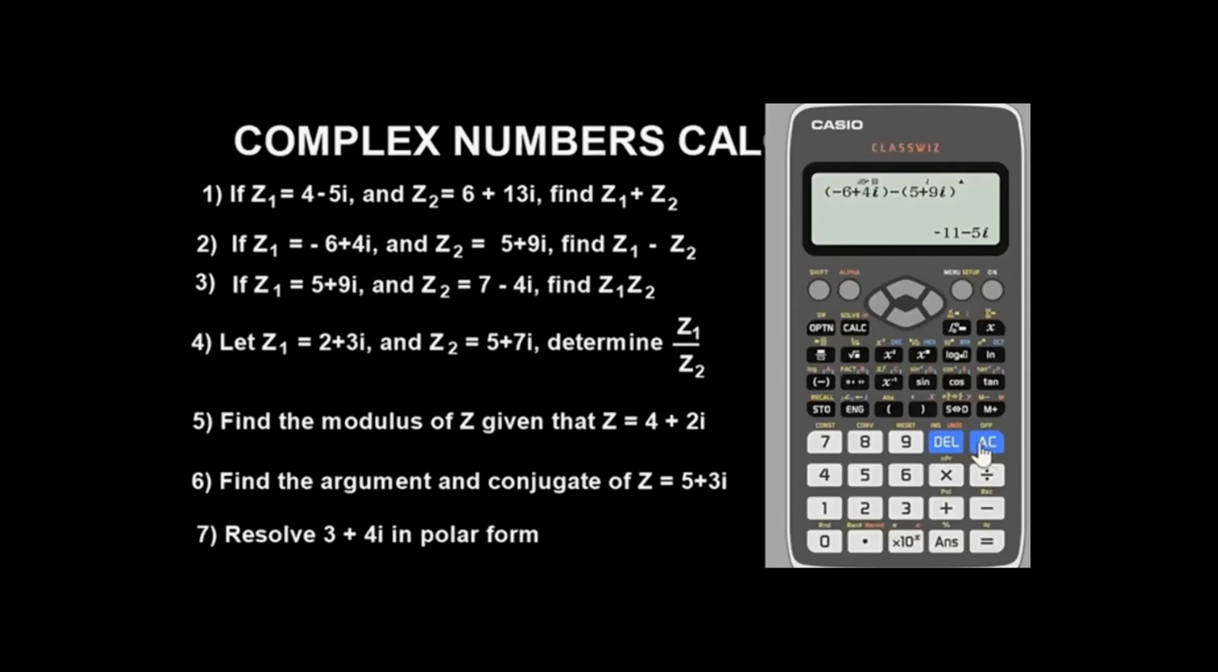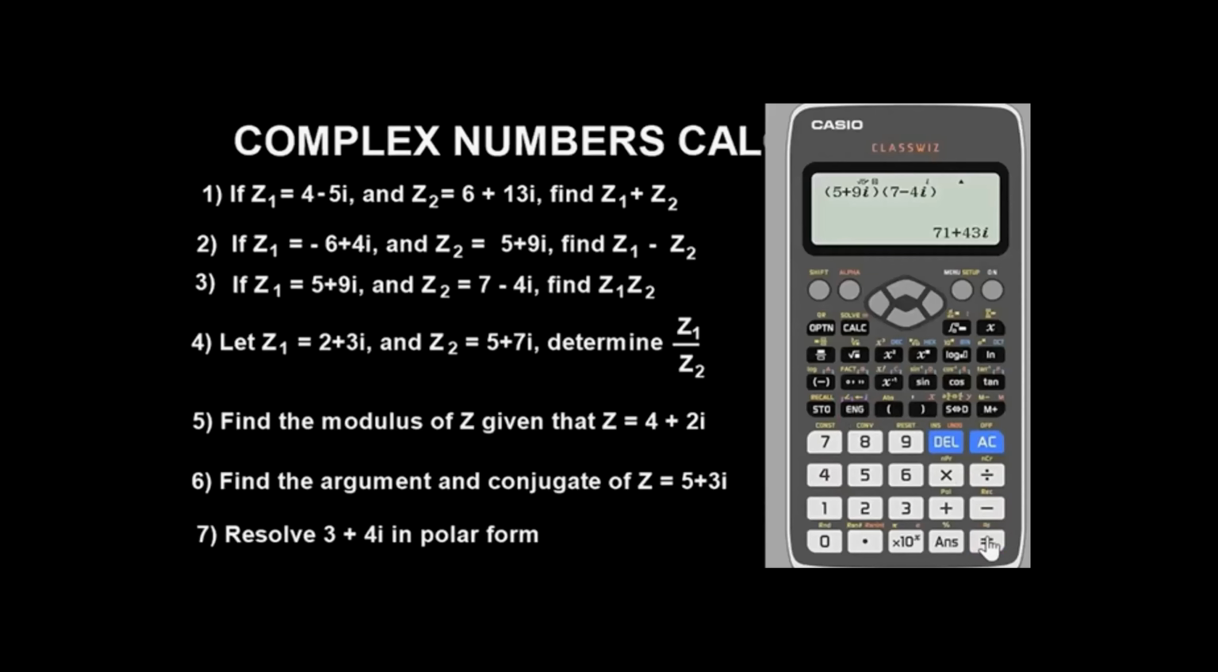Very interesting. So question 3 says more product. We have said if z1 equals this, z2 this, find z1 z2. That's the product of z1 and z2. That's multiplication, guys. So we put it in brackets. We have it to be 5 plus 9i. Close the brackets. Open that bracket. Now we have the other one to be 7 minus 4i. Close the bracket, guys. So that's what we have there. Press equal to. Now you see your answer.